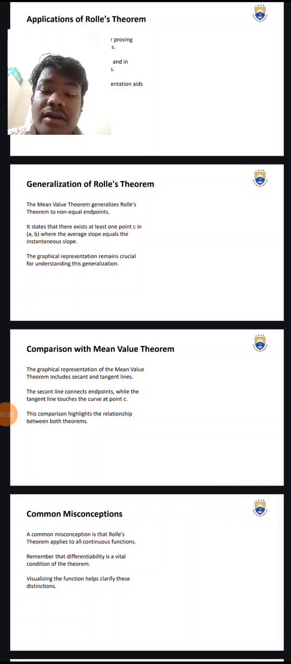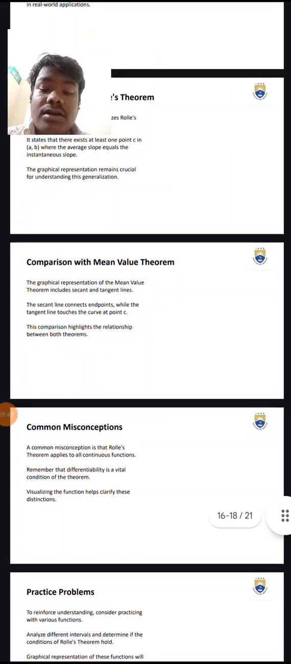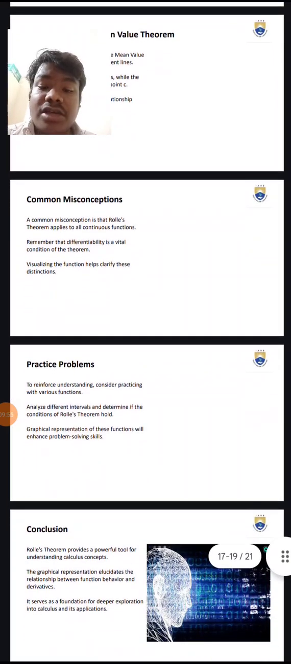Comparison with the mean value theorem. The graphical representation of the mean value theorem includes secant and tangent lines. The secant line connects the endpoints, while the tangent line touches the curve at point c. This comparison highlights the relationship between both theorems.